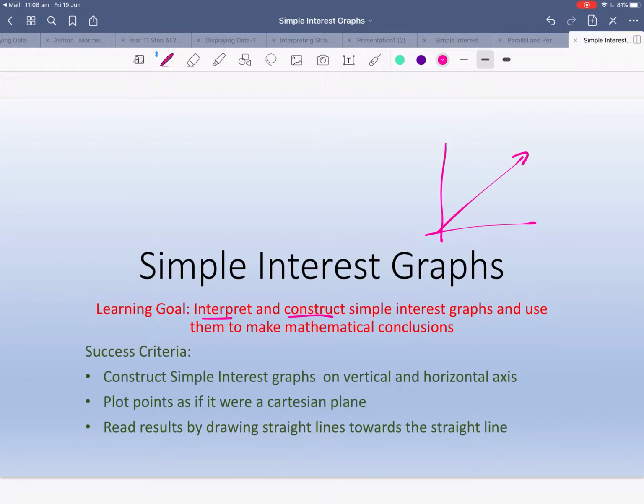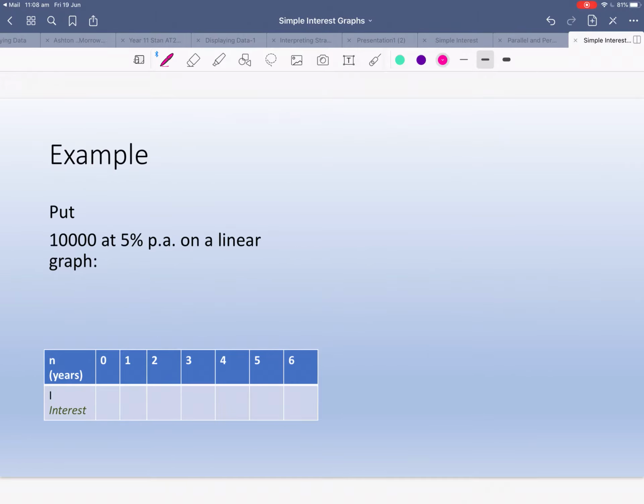Anyway, construct a simple interest graph on a vertical and horizontal axis and plot as if they were on a Cartesian plane. Read results by drawing a line towards a straight line. We've done all these skills recently. Let's see if we can apply it to simple interest graphs. Let's go. Here's an example.